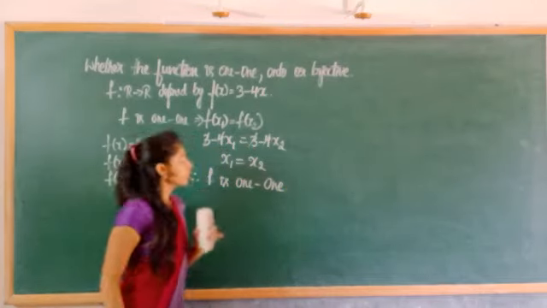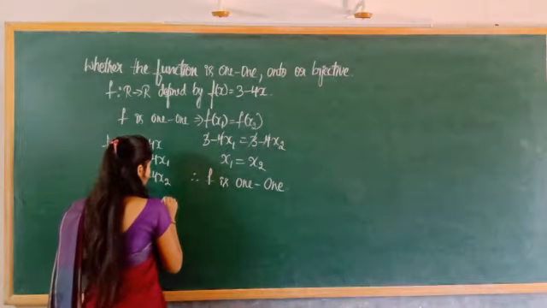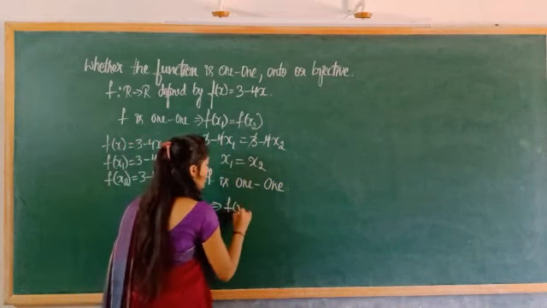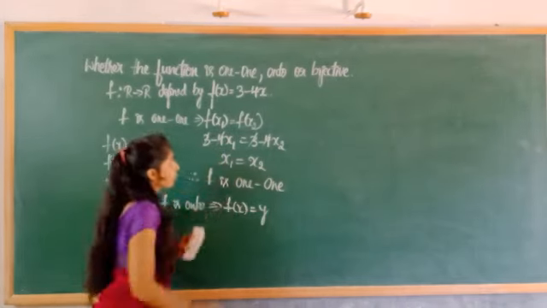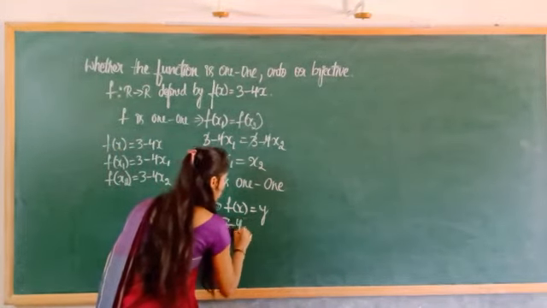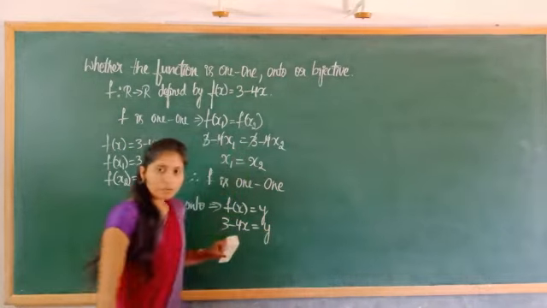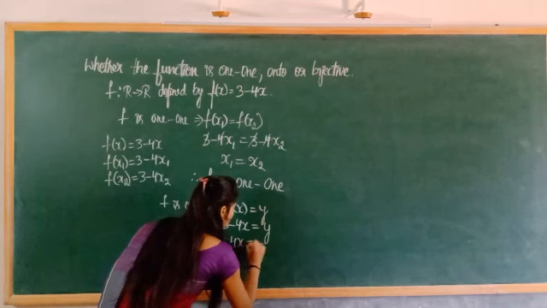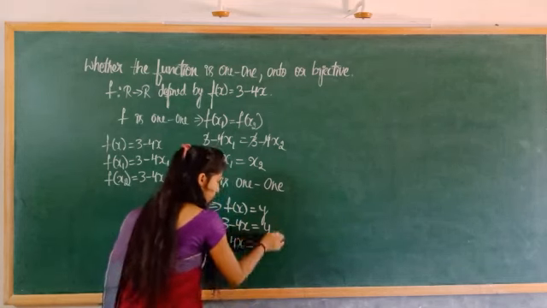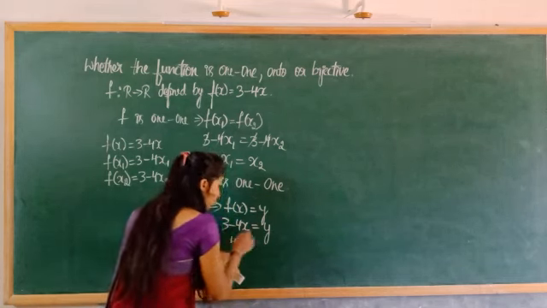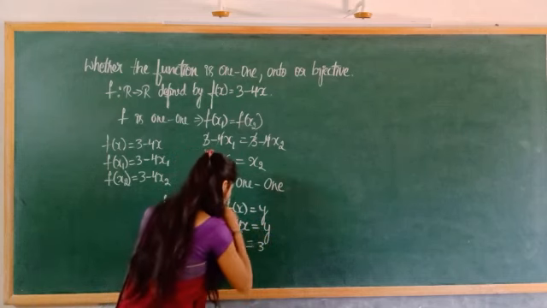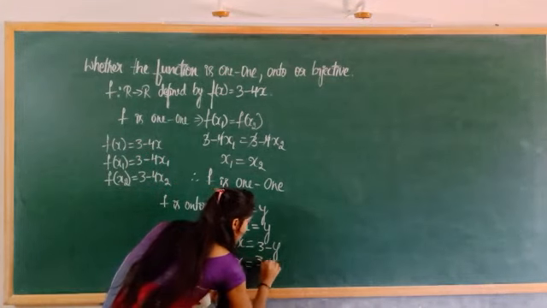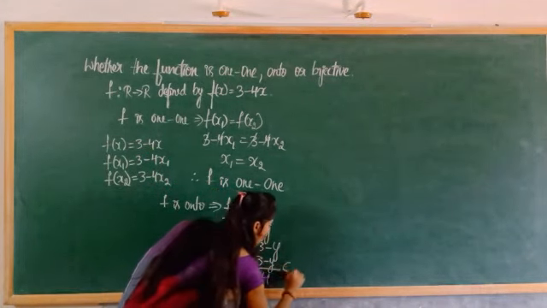Okay, now we take it for onto. F is onto. The condition is what? F of x is equal to y. Right? Then f of x means what they have given, 3 minus 4x is equal to y. Now we have to find the value of x here, right? So 4x, what will you get? Here 4x is equal to 3 minus y, right? Then the value of x is 3 minus y by 4. It belongs to what? Real numbers, right?